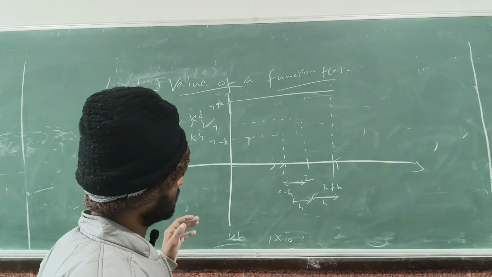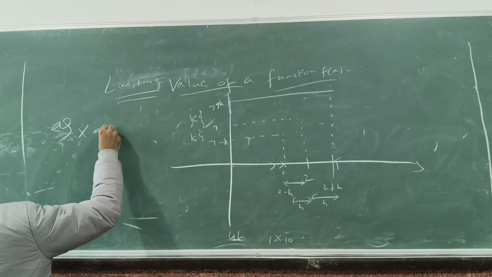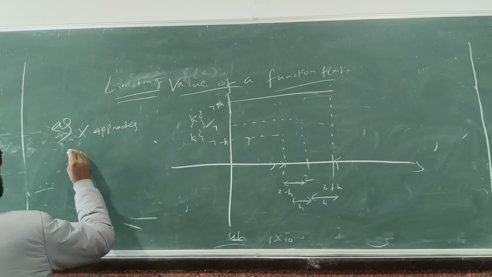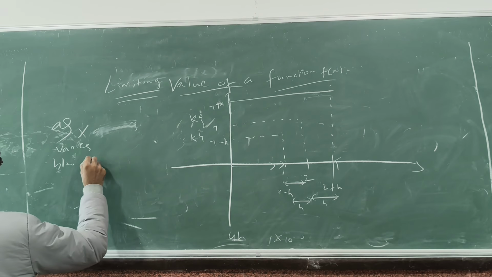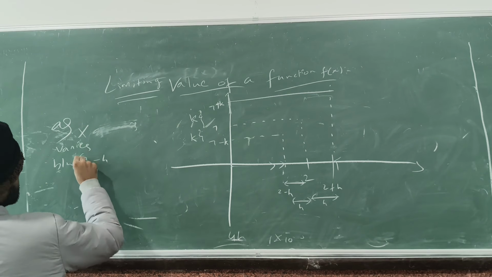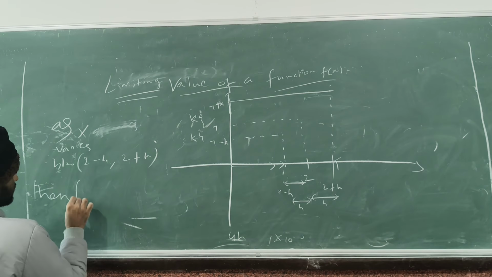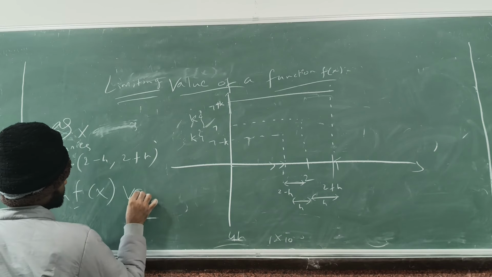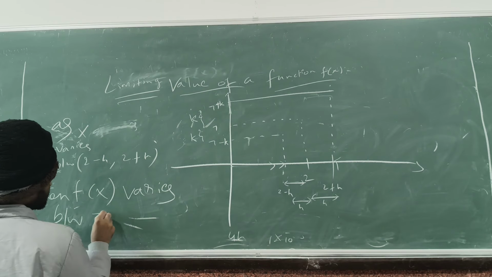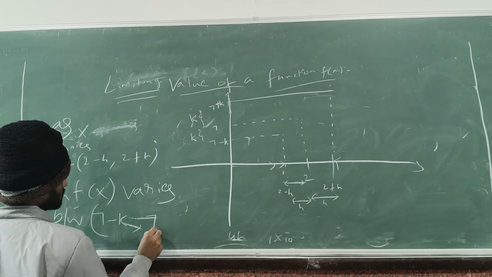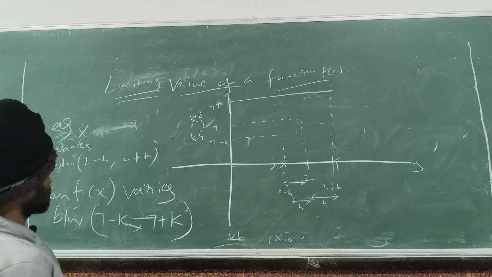For 2 minus we got 7 minus k, and this is k distance. So we can conclude from here, as x varies between 2 minus h and 2 plus h, then f of x varies between 7 minus k and 7 plus k. What is k here?